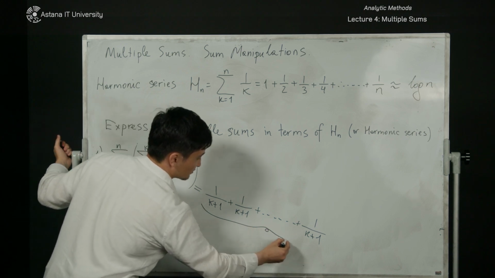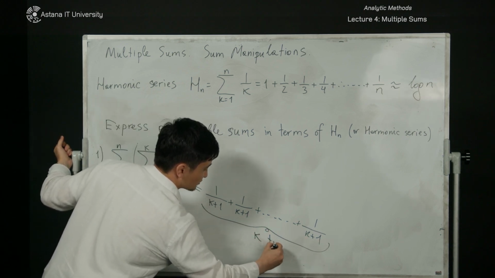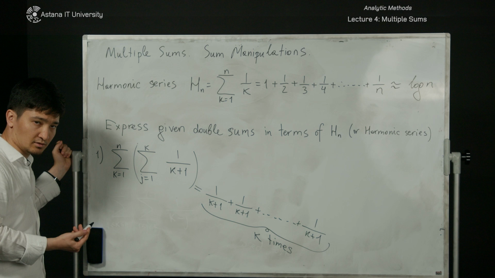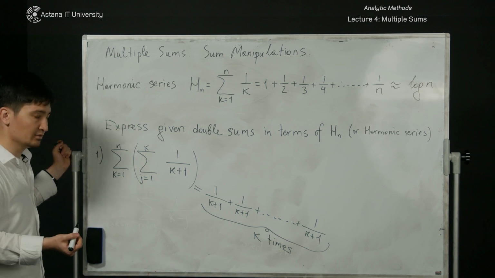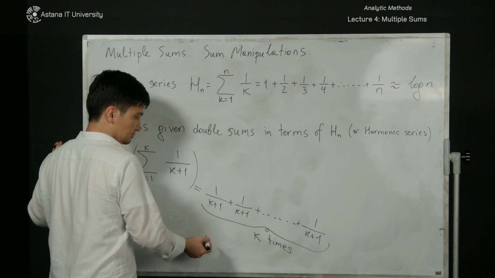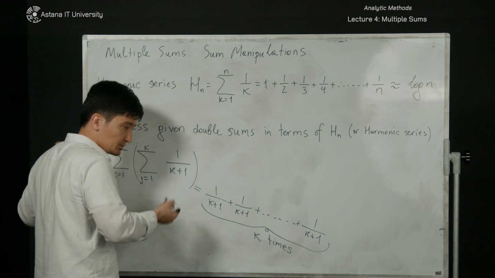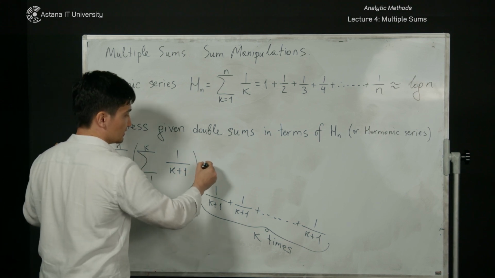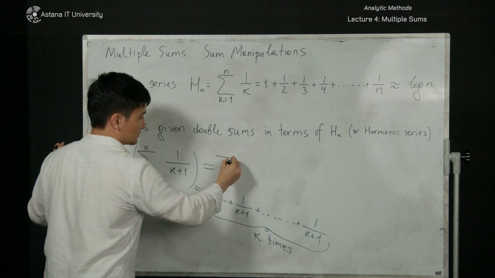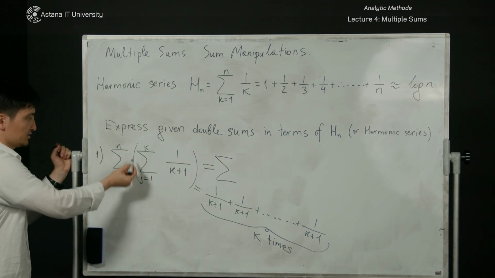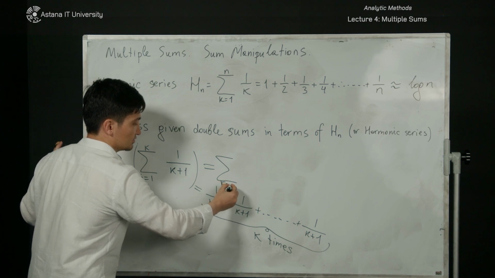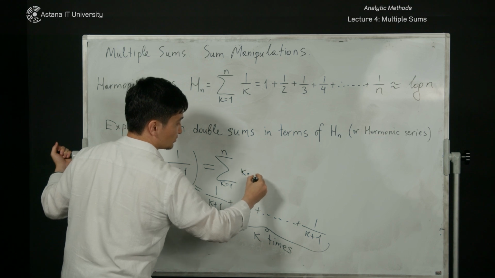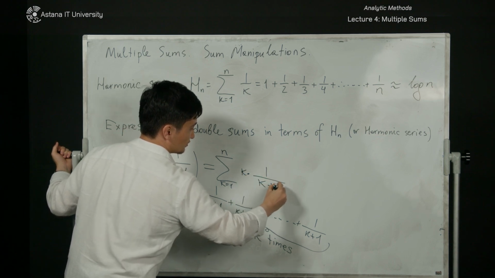How many times? k times. And if you're adding something to itself k times, then you can simply write it as this term multiplied by the number of times you are adding it, right? So basically I can write this as, okay, I will keep the outside sum, which is k from 1 until n, and the inside will be simply k multiplied by 1 over k plus 1.